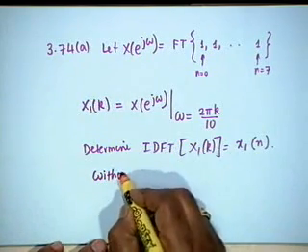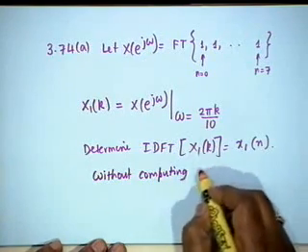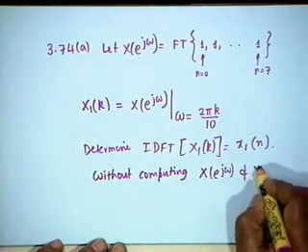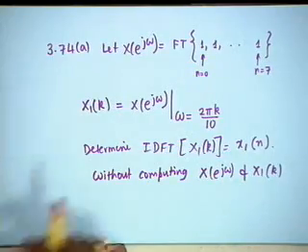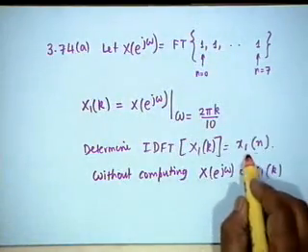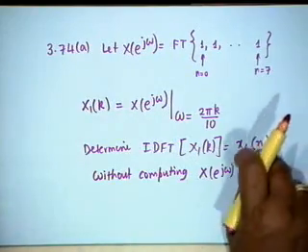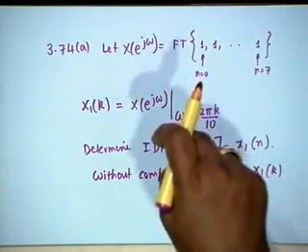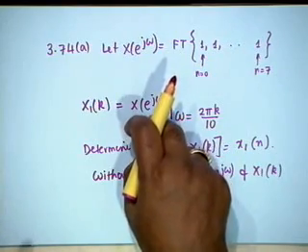without computing, that is the restriction, without computing x of e to the j omega and x1 of k, none of this. You are only given x. So, in other words, you have to find x1 of n from x of n. You have to find the relationship between x1 of n and x of n without explicitly computing the Fourier transform or the discrete Fourier transform.